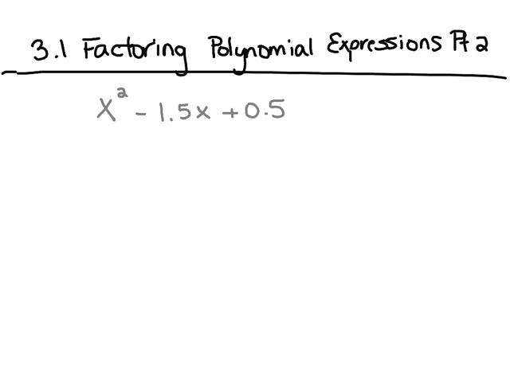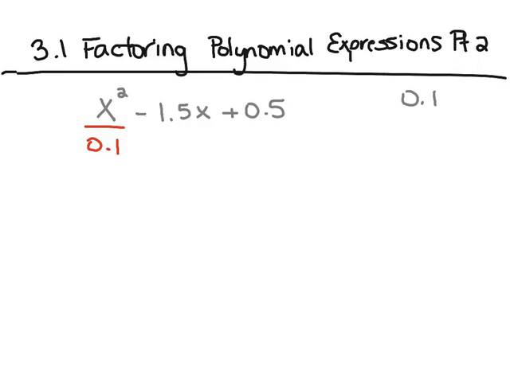Factoring polynomial expressions, part 2. If you're factoring with decimals, first you want to factor out your decimal and then factor normally. So to factor out your decimal, you want to take your largest decimal. So this one goes to one decimal place. So we're going to factor out 0.1.